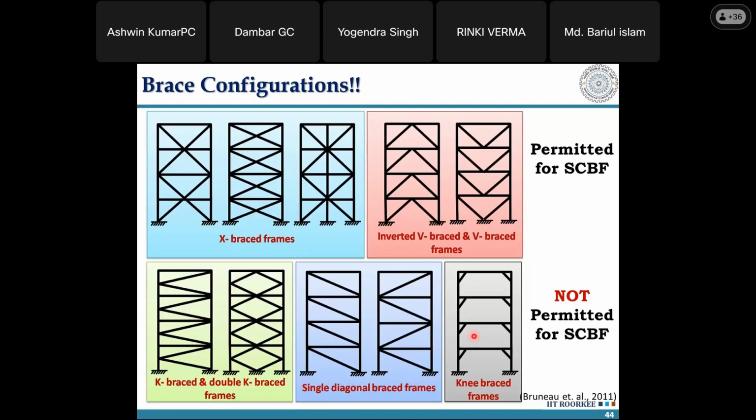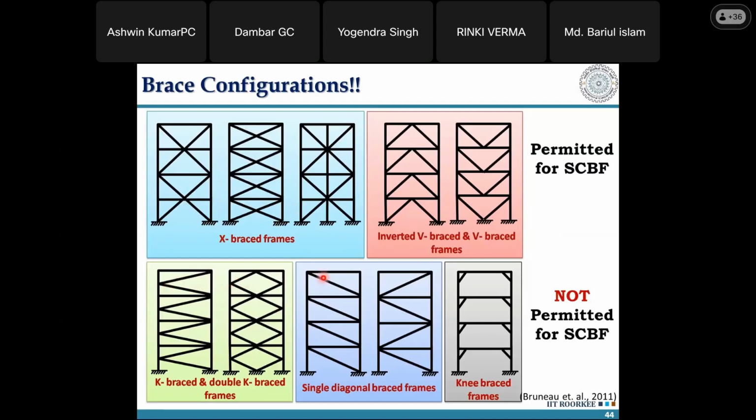These are the ones which are not permitted, right? You can see for this particular base, we call it a K brace system. The problem is it comes at the middle of the column. So you have unbalanced forces occurring at the middle of an important element like a column. So you avoid such kind of K system.